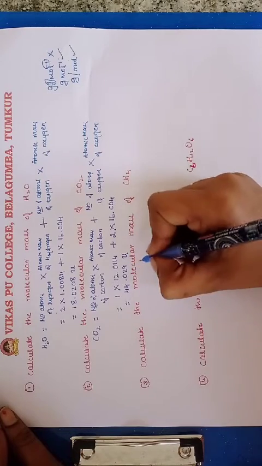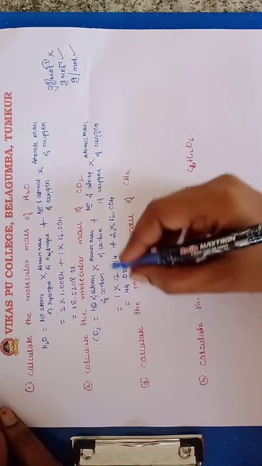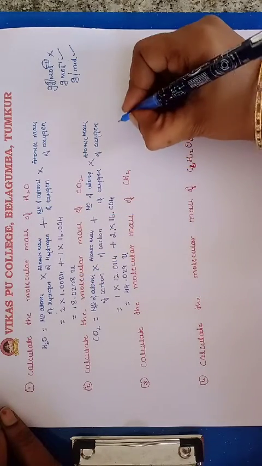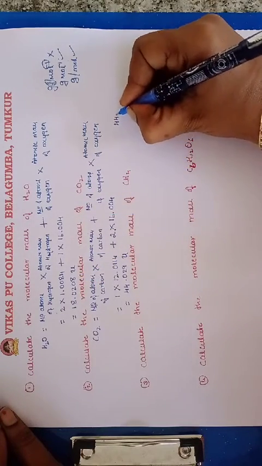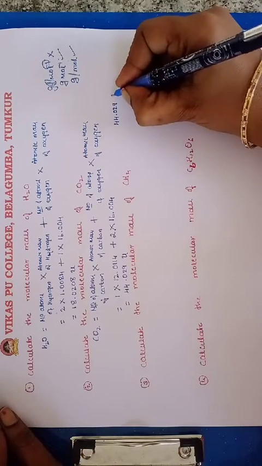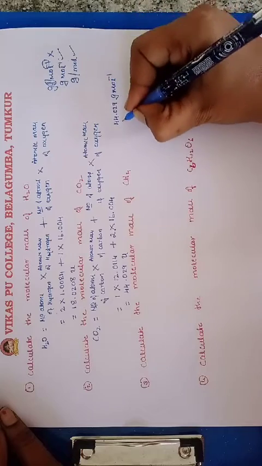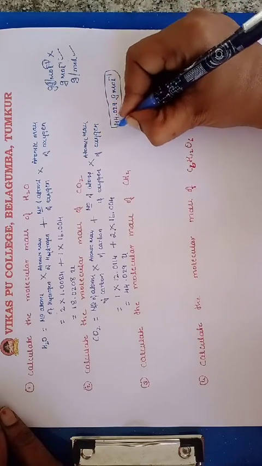This is the unit we are going to use. If in the exam there is molar mass, at that time we are going to write it as 44.029, that is gram per mole. This is the unit we are going to use for the molar mass.